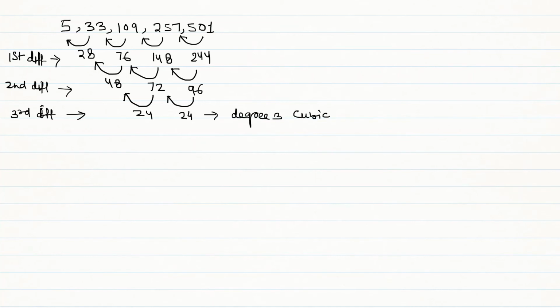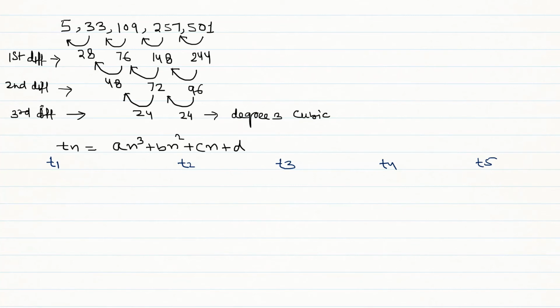So I write my general expression for the cubic polynomial here as an cube plus bn square plus cn plus d, because this is a general expression for any cubic polynomial. Now let's find out the different terms. So let's say this is my t1, I will write my t2 over here, this should be my t3, somewhere here t4, and somewhere here my t5.